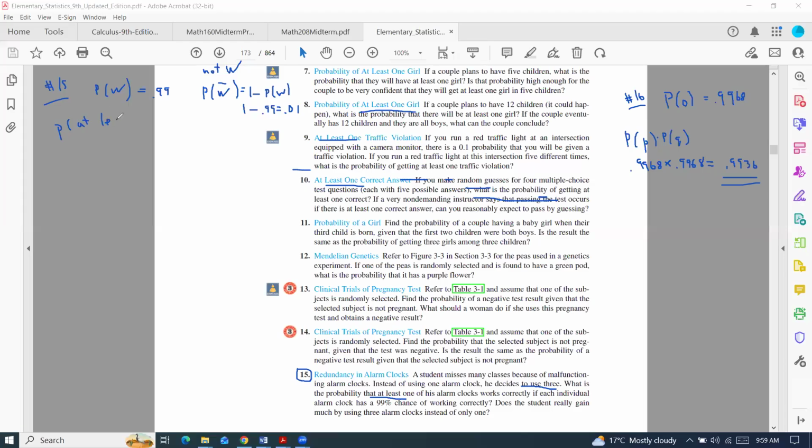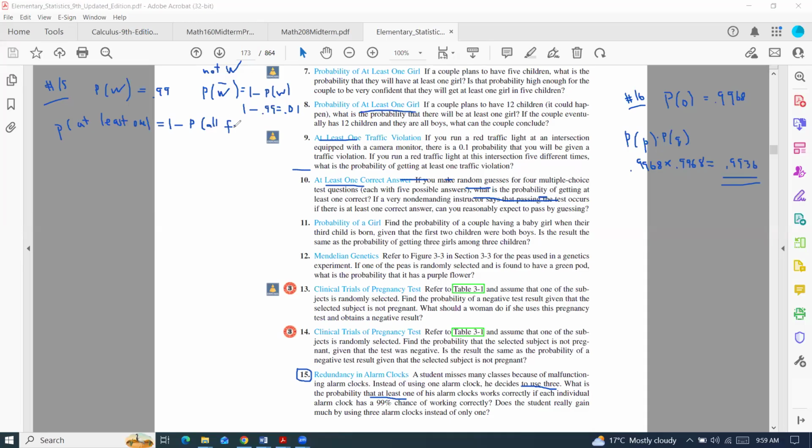So I can show you the way that we should not do the problem. Actually, let me do it the nice way first, and then I'll show you the way that we should not do it. So I'll do the problem 2 ways. One way is to use the complement. It turns out the complement to at least one works will be all of them fail. All fail.